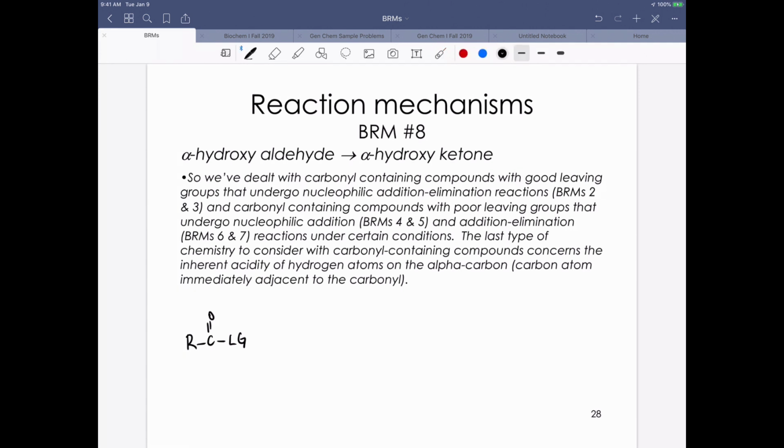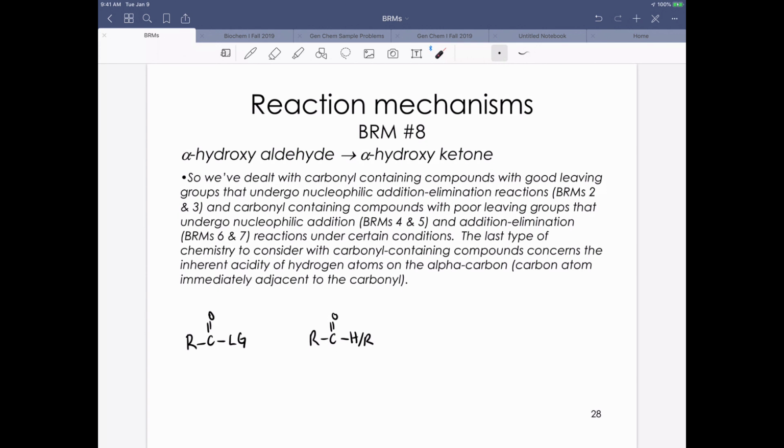We also dealt with carbonyl-containing compounds that had poor leaving groups. In that case, it was our aldehydes and our ketones. And in this case, when we have nucleophilic attack and we generate a tetrahedral intermediate, without there being a good leaving group, the only option is to protonate that resulting tetrahedral intermediate and generate an alcohol.